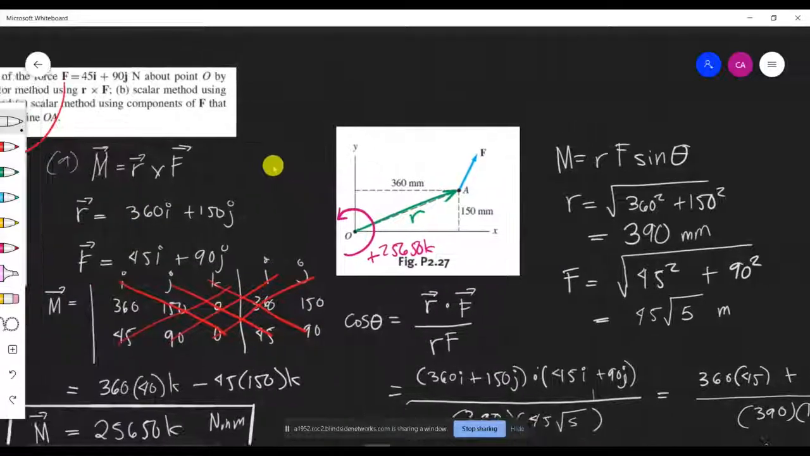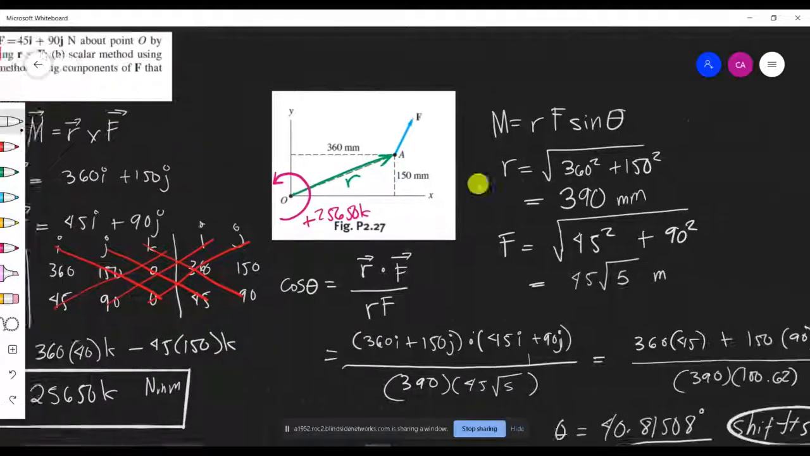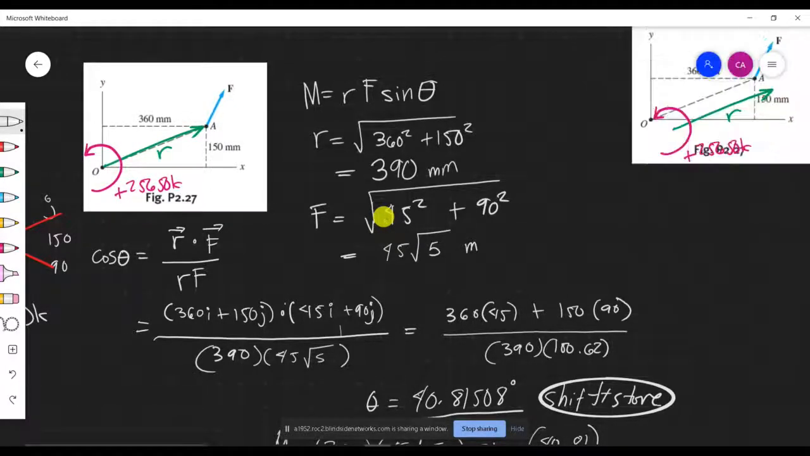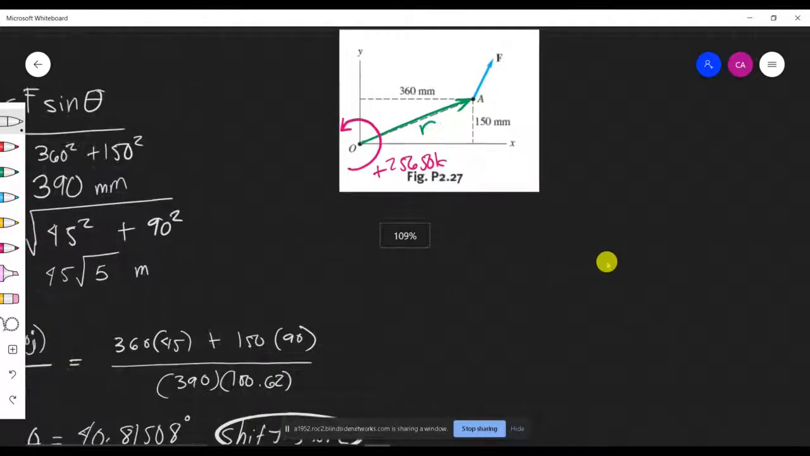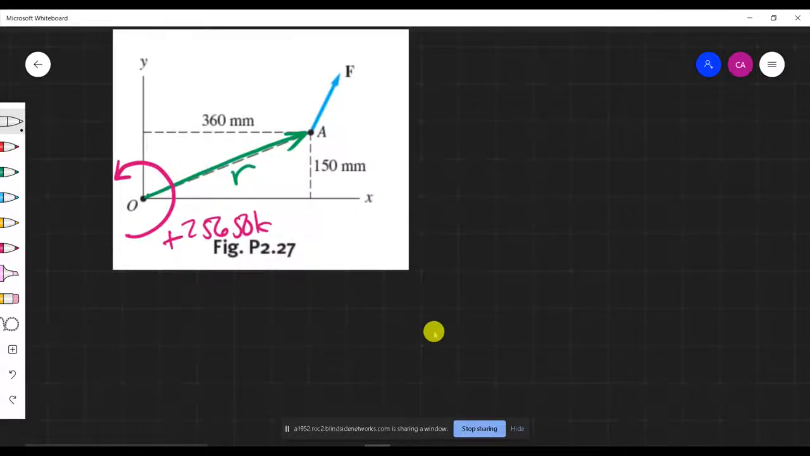Ano yung sinasabi ng problem? May sinasabi yung problem eh. Scalar method using component. So, may sinasabi siya, no? So, kopyahin ko ulit tong figure na to. Then, paste ko dito. Yan. So, last method. Ano yung sinasabi niyang component? Para ma-produce natin yung same problem. Yung sinasabi niyang component is, itong si F, instead na gawin nating F talaga, gawin nating component. So, gawin nating F sub X, F sub Y.